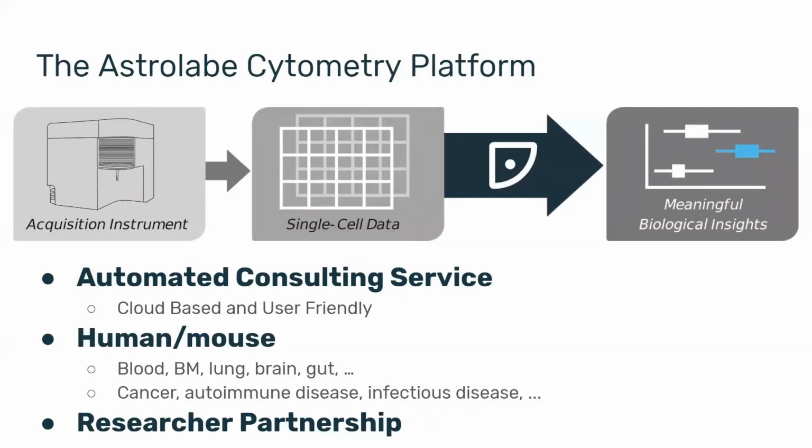Astrolabe can deal with human and mouse data. It can deal with many different tissues, including blood, lung, brain, and others. And so far, we've analyzed data from healthy donors, cancer, autoimmune disease, vaccination studies, and many others.